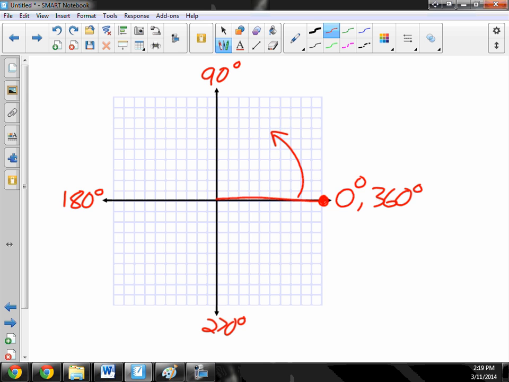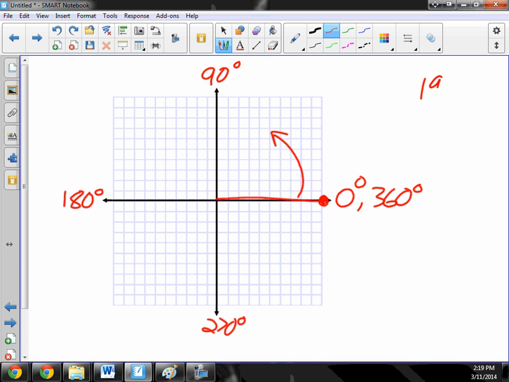So one of the worksheets has you draw angles. Where is 196 degrees going to land? What quadrant? Remember, this is 1, this is 2, this is 3, and this is 4. So 196 would be in quadrant 3.